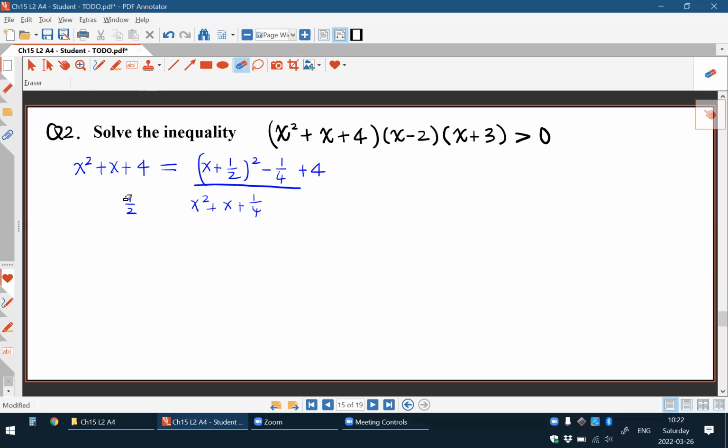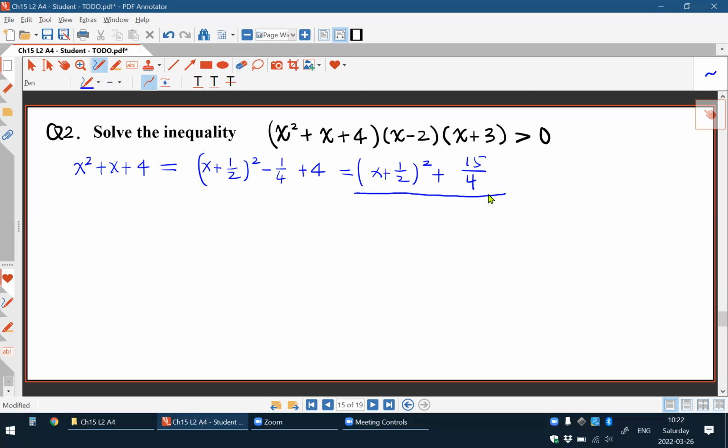So basically, x squared plus x plus 4 can be rewritten in this form, which is (x + 1/2) squared plus 15/4, right? So is this expression always greater than 0 or less than 0? Can we decide that?